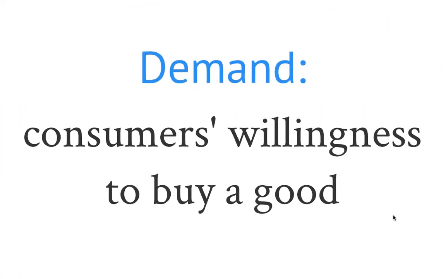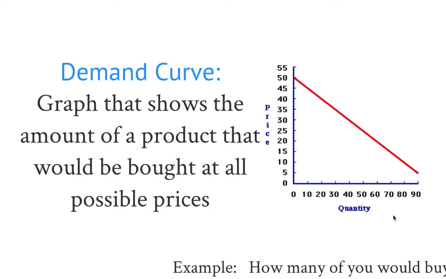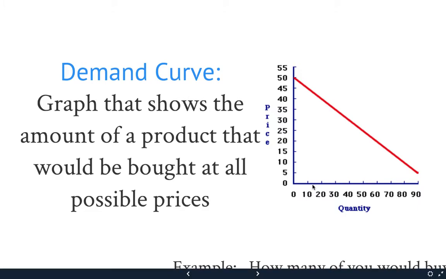So demand is a consumer's willingness to buy a good. And what you really have to think about when you're thinking about demand is what price would I like to buy goods at? I know most people would probably like to buy goods at $0. And so the demand curve is a graph that shows the amount of a product that will be bought at all possible prices. So the way you read this, price goes up and down, quantity sold will be left or right.